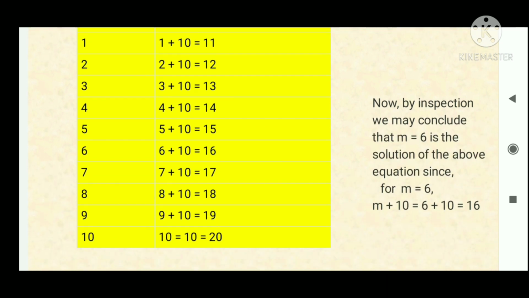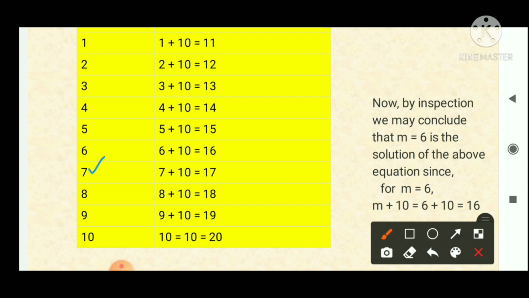In this way, when we put m equal to 7, 7 plus 10, 17. When we put m equal to 8, 8 plus 10, 18. When we put m equal to 9, we get 9 plus 10 is equal to 19. When we put m equal to 10, 10 plus 10, 20.